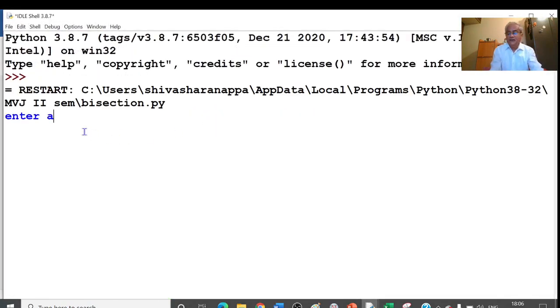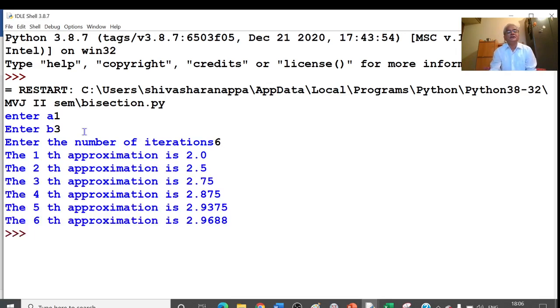First, we have to check whether f of a into f of b is less than 0 or not. Okay. 1, enter. I will take 3, enter. Number of iterations, 6, enter. Yeah. Root lies between 1 and 3. The first approximation is 2. And the second approximation 2.5, 2.75, 2.875, 2.9375, 2.9688. These are the approximations. Okay.